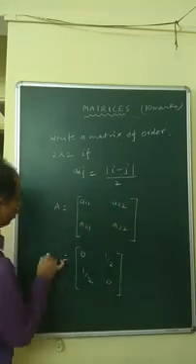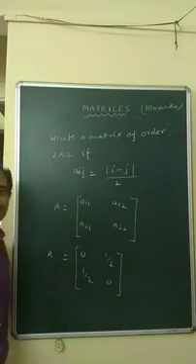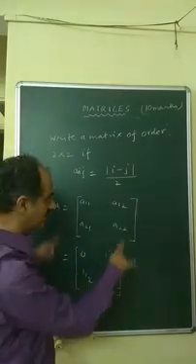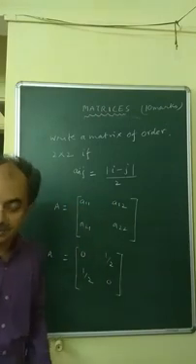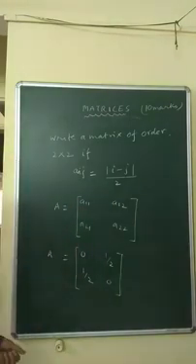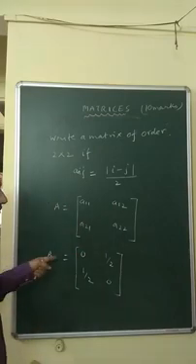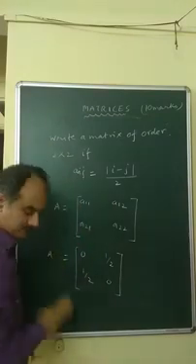So if you know the ijth element of a matrix, you can generate that matrix. Okay. So now you can solve the first exercise of matrix. Now next.